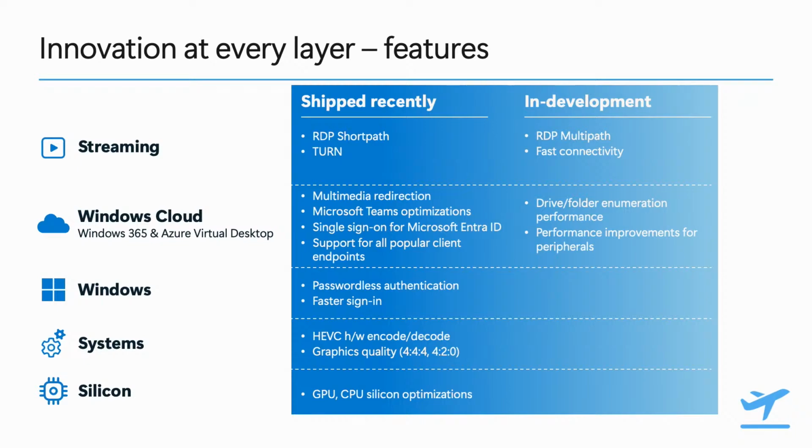We're also working on fast connection, where it went from 30 seconds down to 10 seconds. We're trying to see if we can go faster than that. Later, we'll also show a demo of drive and folder enumeration performance, where we are able to go faster when you have thousands of files in a folder. We're able to enumerate that and provide details much faster. Of course, we are improving the performance of peripherals so that when you have a device, let's say a scanner or a pen or camera, we are able to deliver performance just like local.